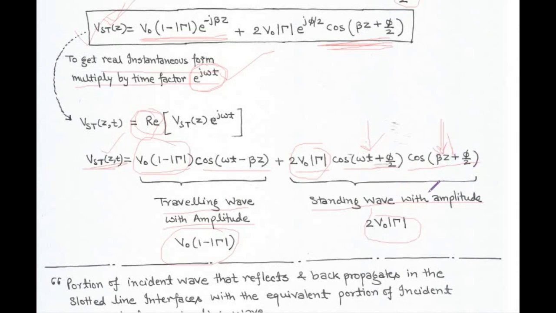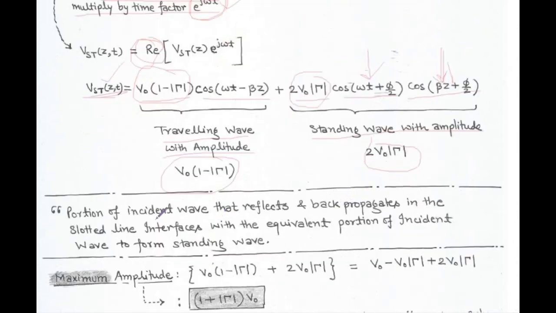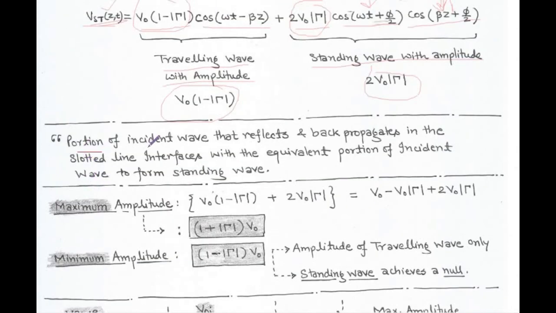So we can say that the portion of the incident wave that reflects and back propagates in a slotted line interferes with the equivalent portion of the incident wave to form a standing wave.